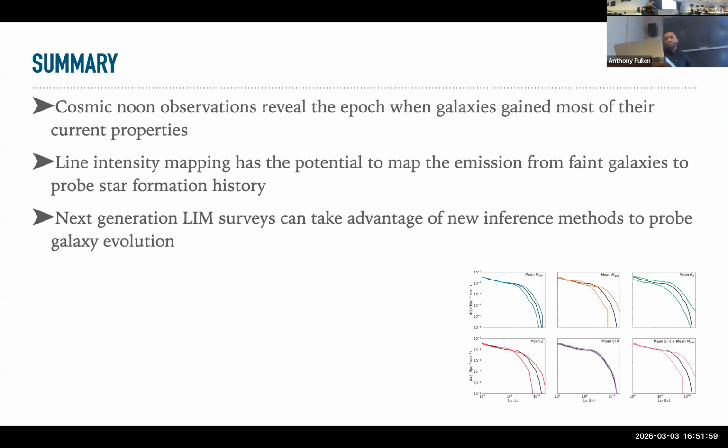Just to say, I hope I've motivated that cosmic noon observations are important for revealing galaxy properties at the time when the universe started to look like it does today. Line intensity mapping has the potential in this epoch to characterize it by going after the faint galaxies that won't be observed by a bright galaxy survey. And so our group has focused on developing toolkits to analyze line intensity mapping data in a responsible manner in order to probe galaxy evolution.